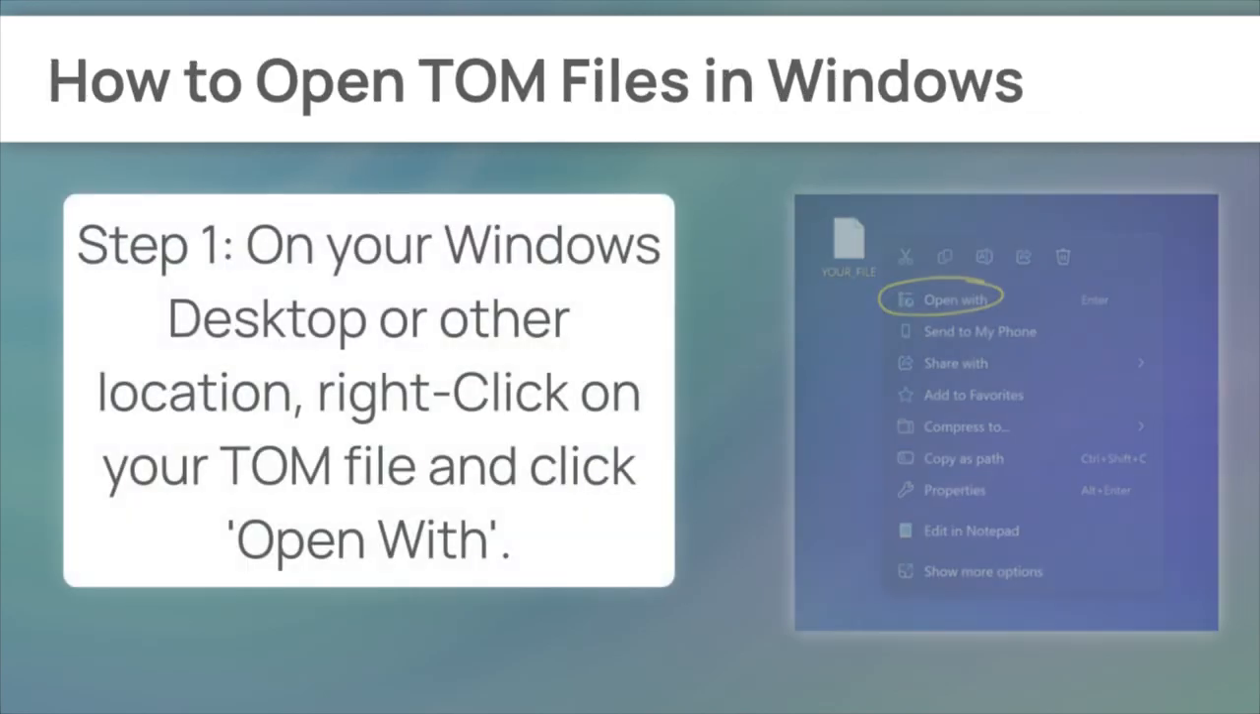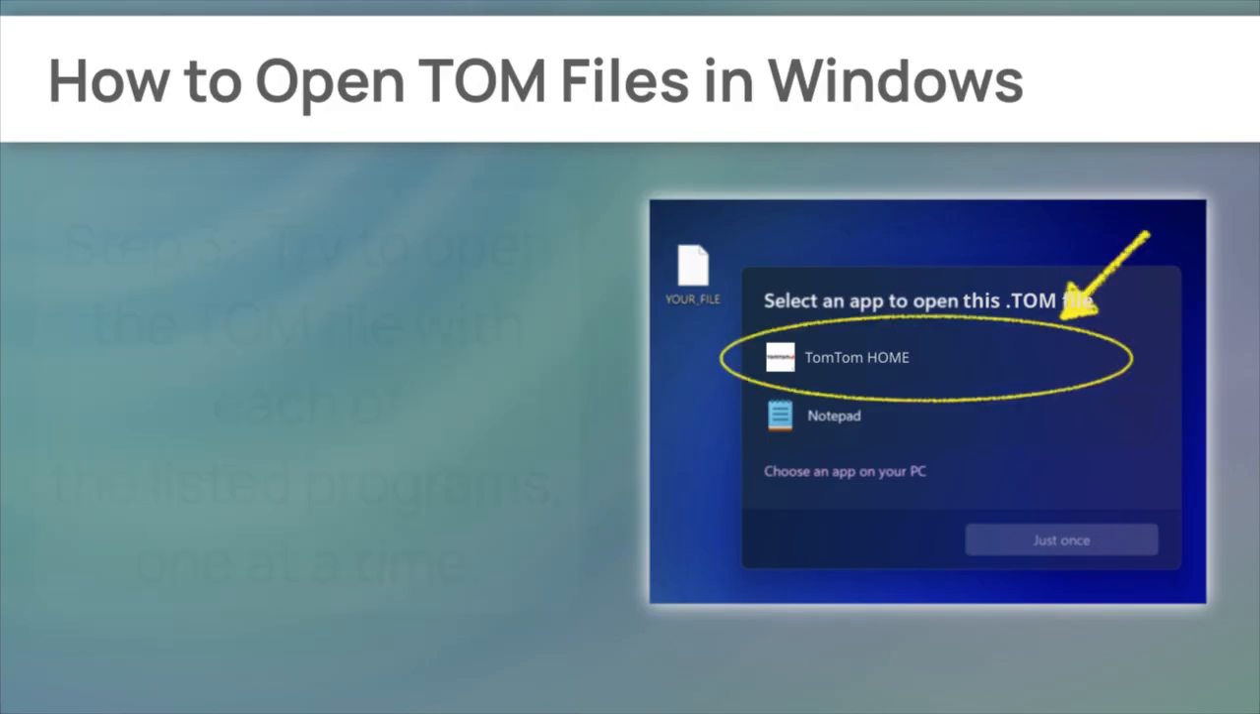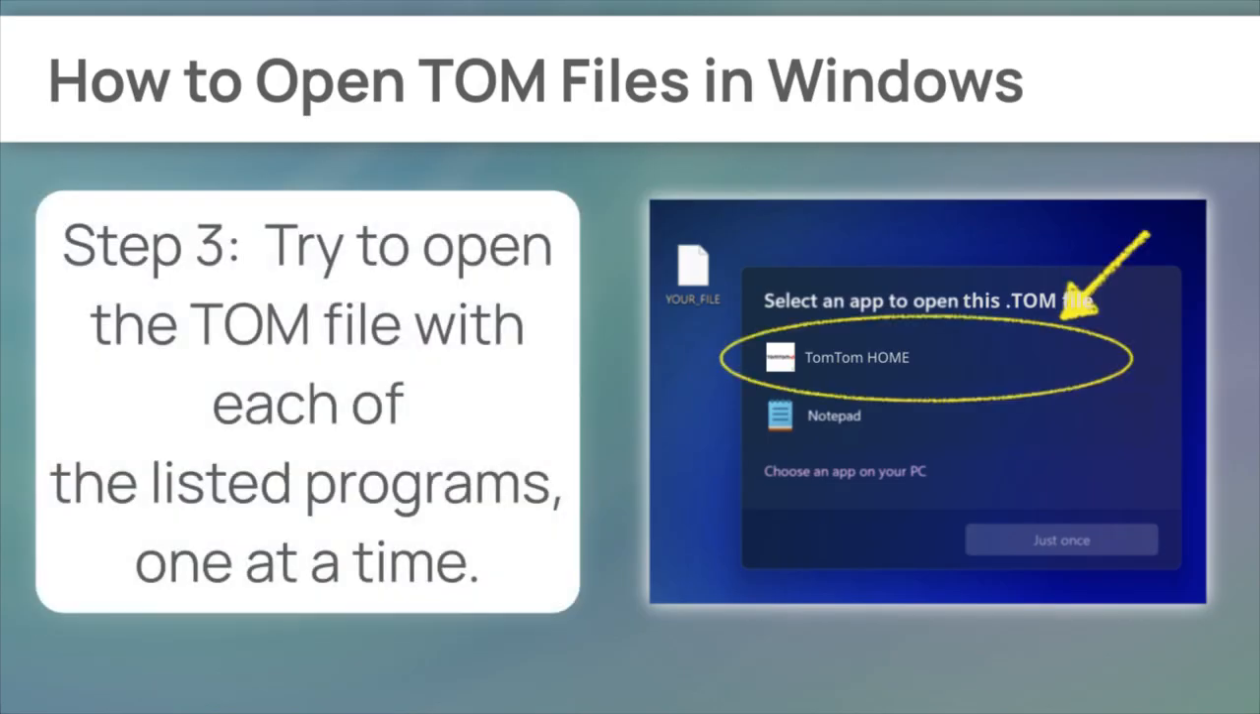Open the menu by right-clicking your TOM file and choosing Open With. Test TomTom HOME if it's there. If it's absent, select another application. Different apps handle the TOM file differently.